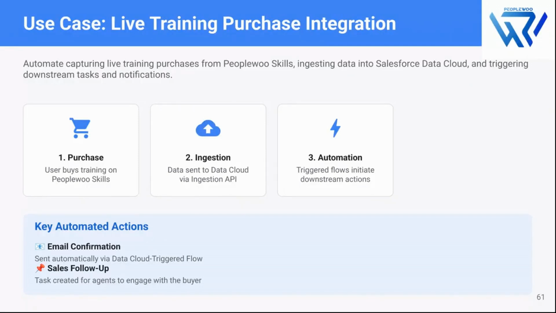Suppose we have a Peoplewoo skills website. On that website, people come and purchase Salesforce training courses. Now, if somebody has purchased a Salesforce training course, we have to get that data synced to Salesforce Data 360. We will use Ingestion API and Postman in this use case.